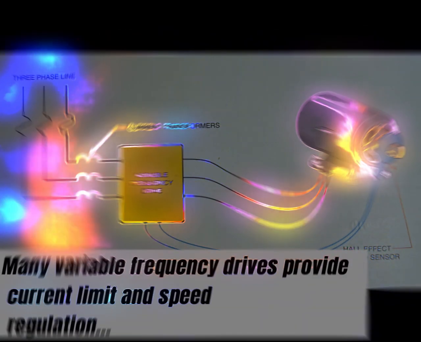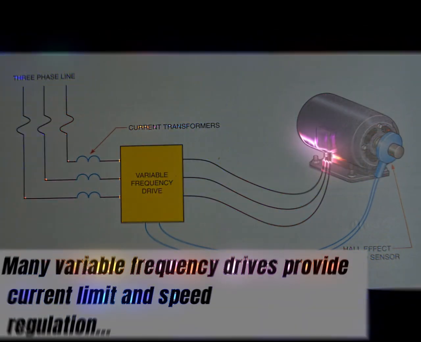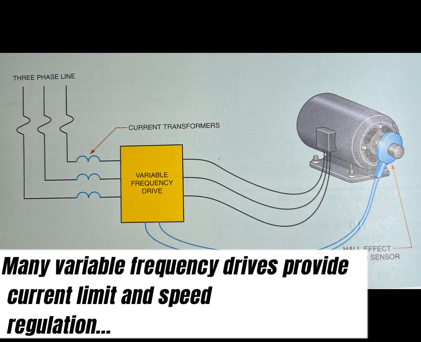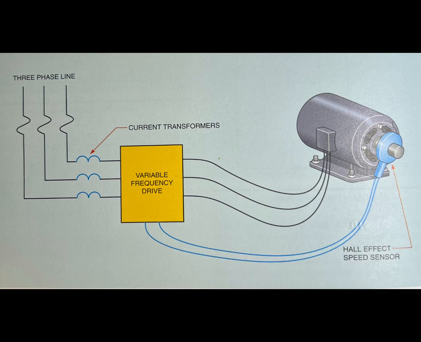Many variable frequency drives also provide current limiting and automatic regulation for the motor. Current limit is generally accomplished by connecting current transformers to the input of the drive and sensing the increase in current as load is added. Speed regulation is accomplished by sensing the speed of the motor and feeding this information back to the drive.